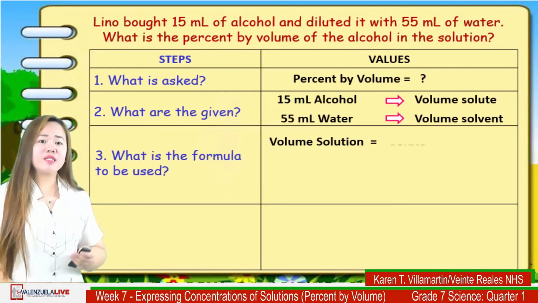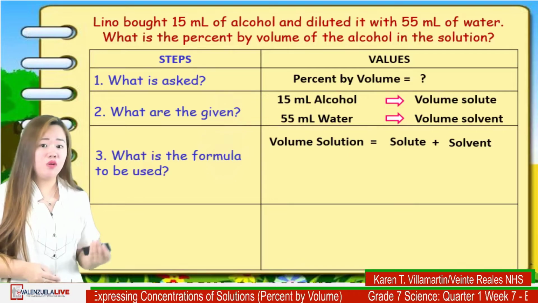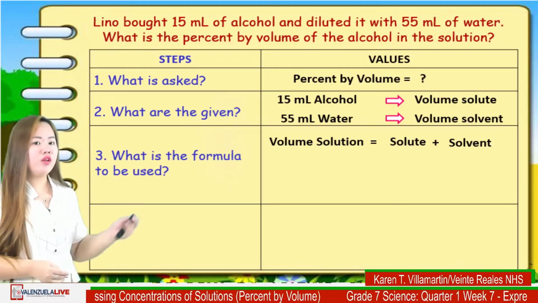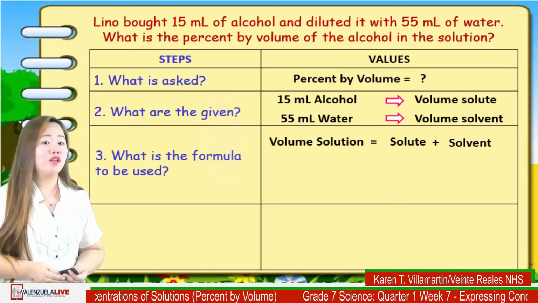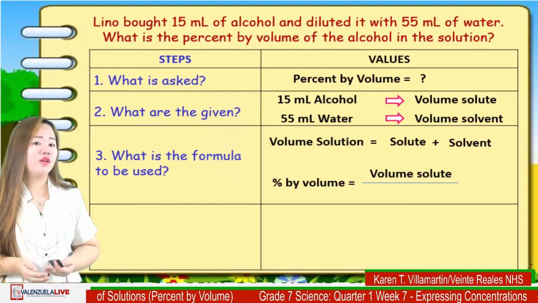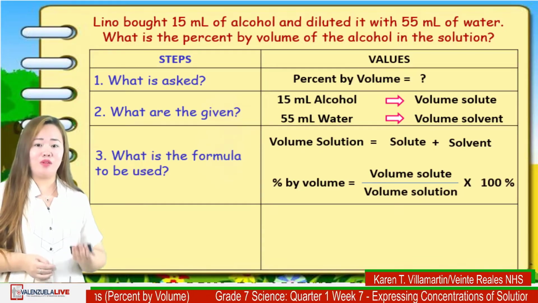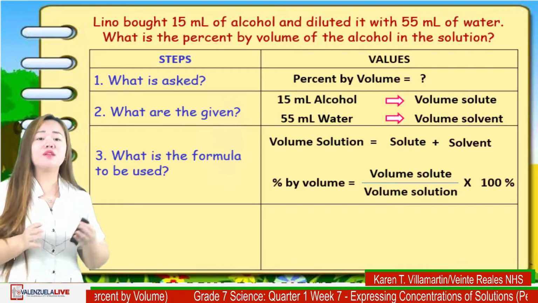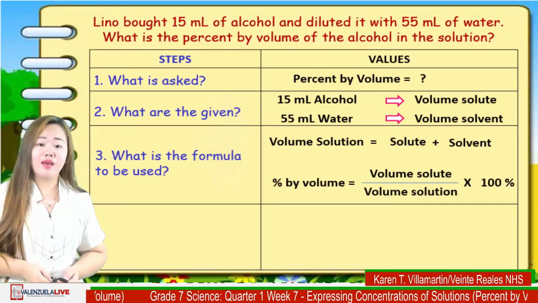Nice. First, we will compute the volume of solution since it is unknown. So, volume of solution equals volume solute plus volume solvent. Then, as we get the volume of solution, we will proceed by percent by volume equals volume solute divided by volume solution times 100%.